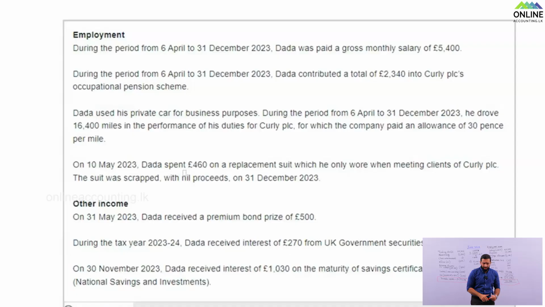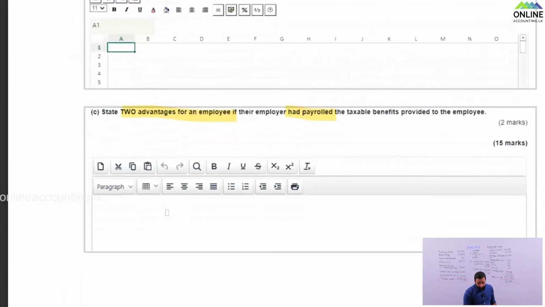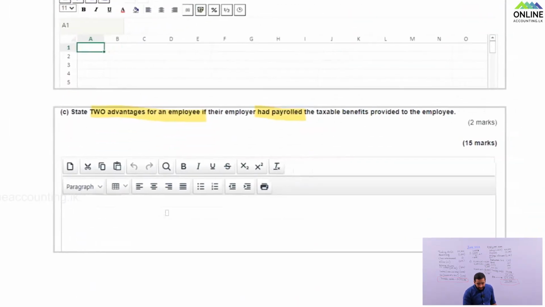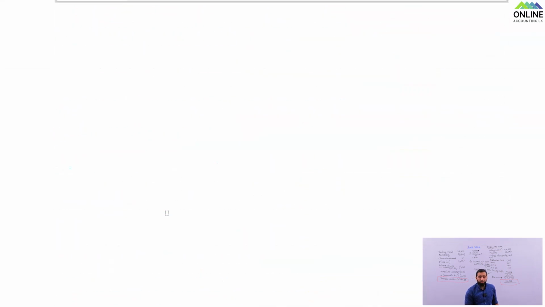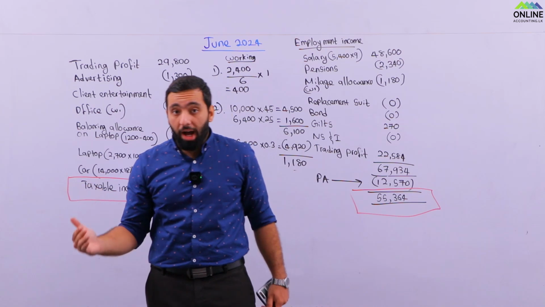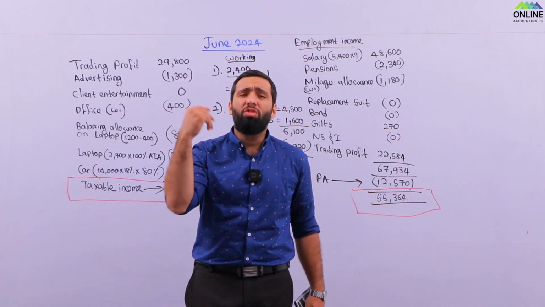And then what else? Yes, they are asking another question. What they are asking is to state two advantages for an employee if their employer had payrolled the benefits. The taxable benefits provided to the employee, if the employer has payrolled them, what are the advantages? This is what the examiner is asking. Yes, what is your answer?